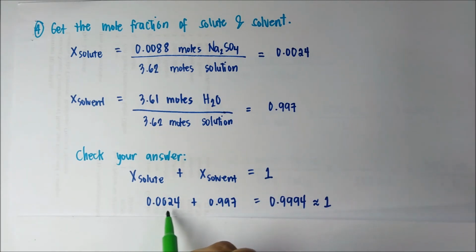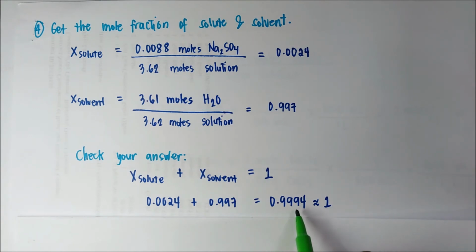So 0.0024 plus 0.997 is 0.9994, or we have 1.